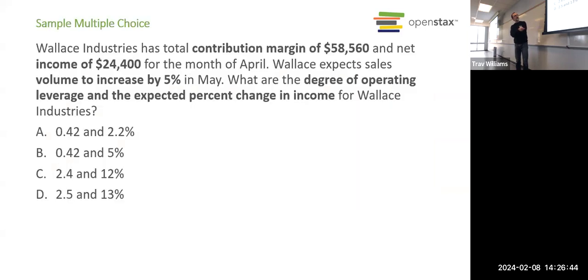So based on that knowledge, there's a multiple choice question for you. This company has a contribution margin of 58,560, net income of 24,400. Their volume is expected to increase by 5%. What are the degree of operating leverage and the expected percent change in income? Would it be A, B, C, or D? How can we figure that out?